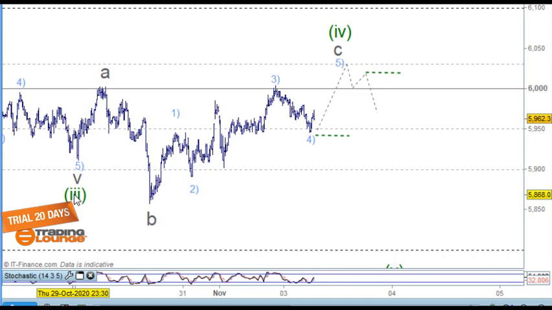We can also count this. If I had wave 3 down here, we could also look at this as an A wave, a B wave, and a C wave here, finishing here, and then looking at this as an impulse wave, which counts quite nicely as an impulse wave. So I've got 2 counts here. So we can go short below the 5,950.